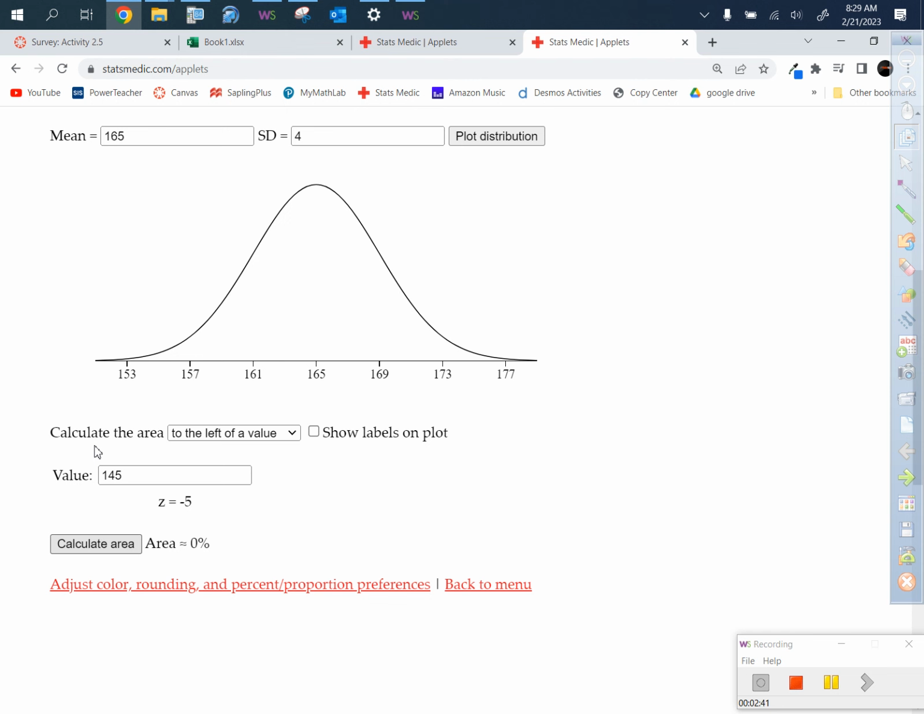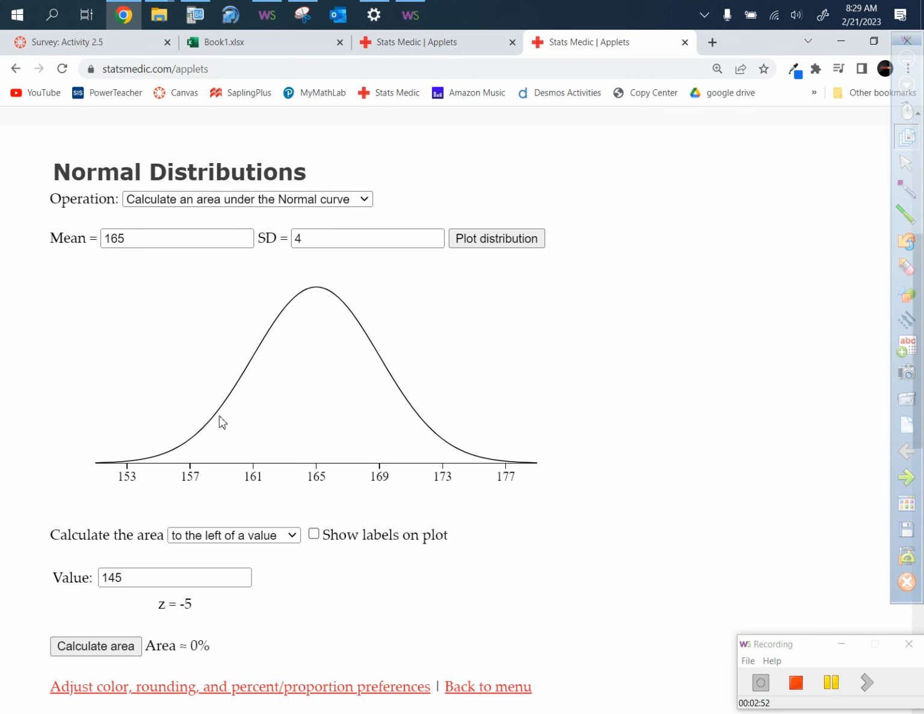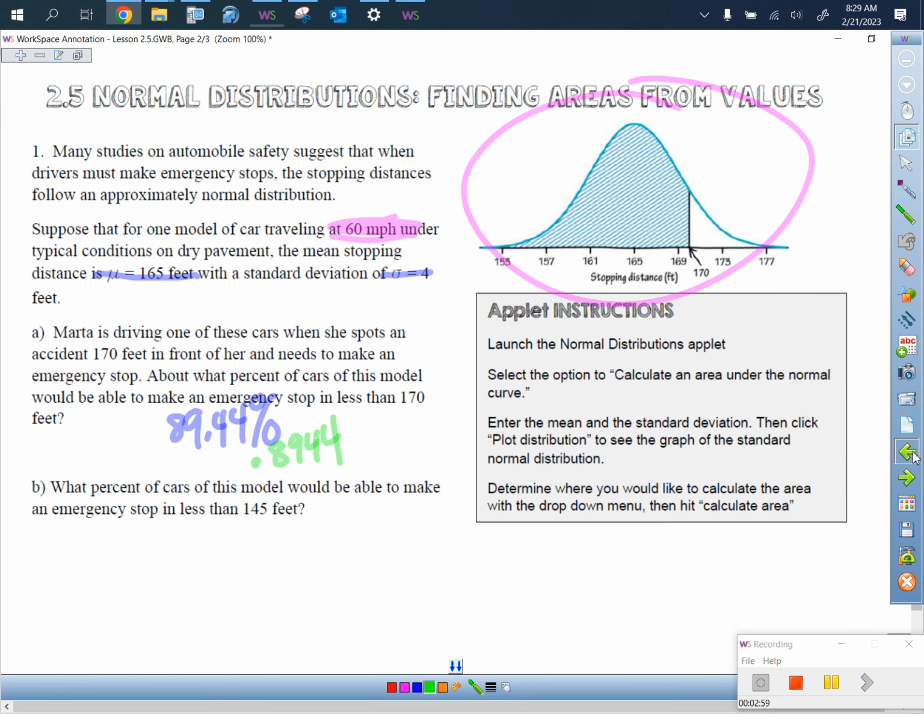There's no blue. Why is there no blue? There's no way, if you're driving 60 miles an hour, that you could stop in time if you're 145 feet. Mathematically, it's just not going to happen, right? So that's where we would go to a 0% chance of that happening on that guy. We're okay with that? Cool. It's just a couple more and we'll be done, man.